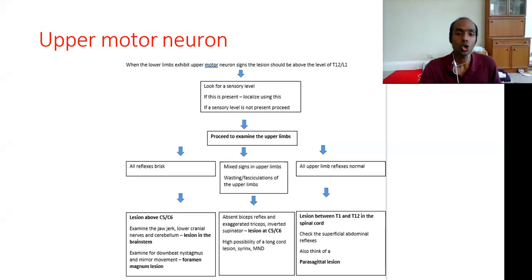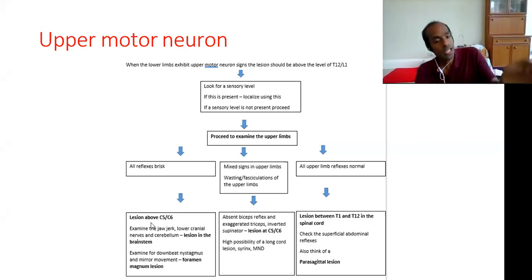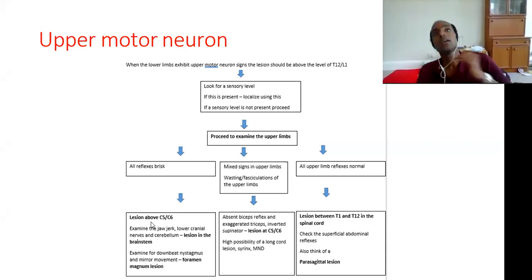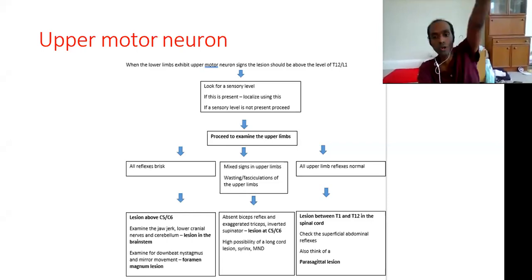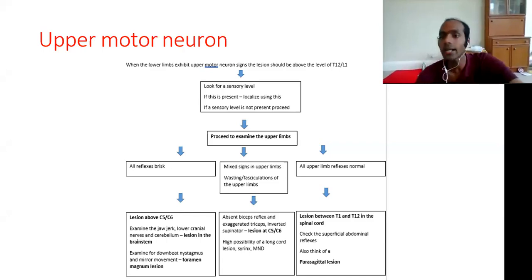Okay, so all reflexes are brisk. We know that. Look at my mouse pointer. The lesion is above C5 and C6. Examine the jaw reflex. If that is brisk, the lesion is in the brainstem. Don't worry about anything beyond that. Just say the lesion is probably in the brainstem above the medulla, because the jaw reflex comes from the medulla.